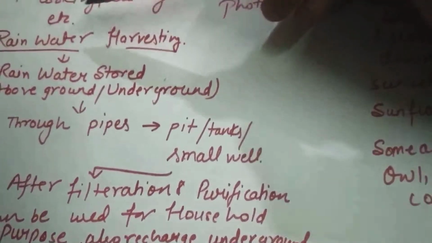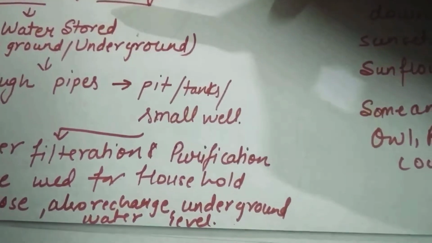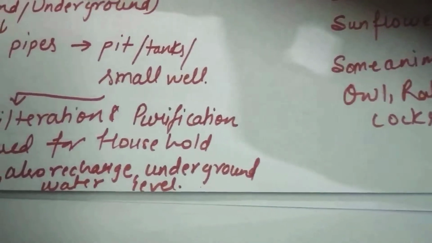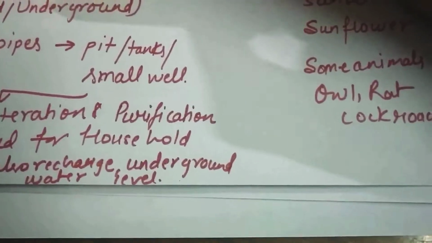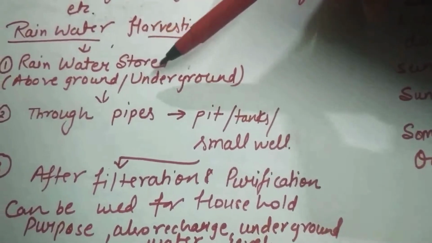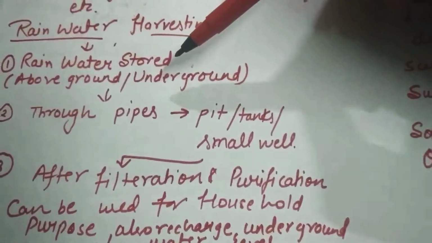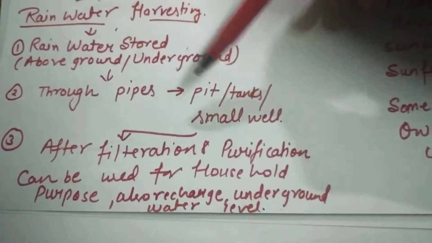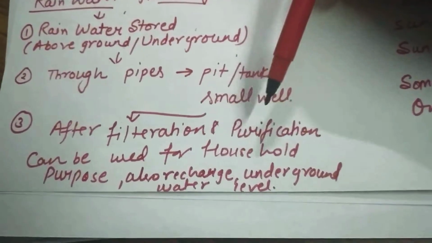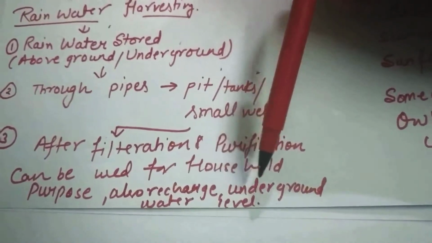Basically, what it is saying is to make use of the water so that it can be used in many works. When we do harvesting or farming, we put some seeds, trees grow from them, then we utilize that. The same thing happens here, but here it is the rainwater. So how do we reuse this? First of all, we store it. This storage may be possible above the ground or under the ground. Then through pipes, this all goes to the pits, tanks or any small well. Then after filtration and purification, it can be used for household purposes and it also recharges the underground water level.